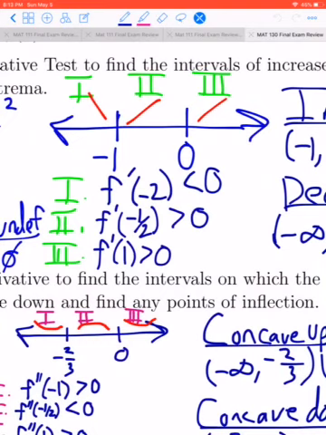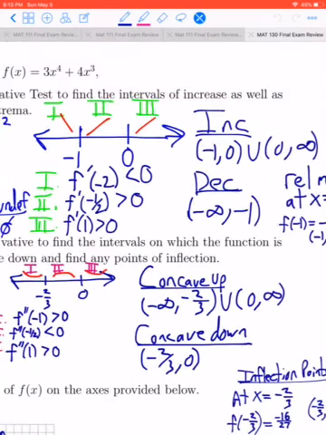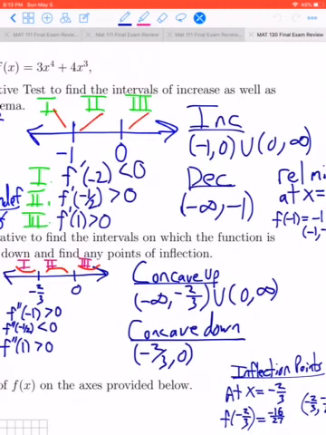In region 2, I used the test point -1/2. I plugged -1/2 into f prime, and it's greater than 0. So there the derivative is positive, so the function will be increasing in region 2. And in region 3, I used the test point +1. I plugged that into the derivative, and I got that f prime of 1 is greater than 0. So again, the function will be increasing in region 3. So that gives us our intervals of increase and decrease. It's increasing from -1 to 0, and then union from 0 to infinity.